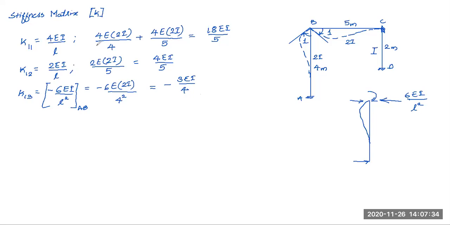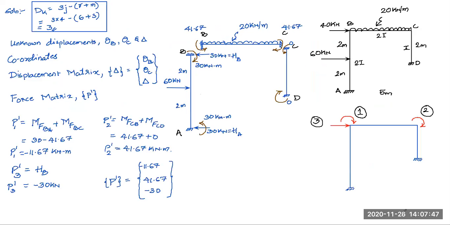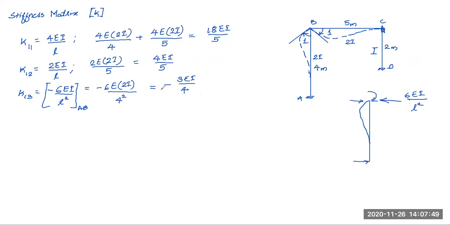Sorry, this is correct, 4 meters. Okay, K13 is 6EI by L square. For AB it was 4 meters, right? What we have taken is 2 plus 2, 4 meters. Right, these are the values of the stiffness coefficients that we obtain here by giving unit displacement in the first coordinate.